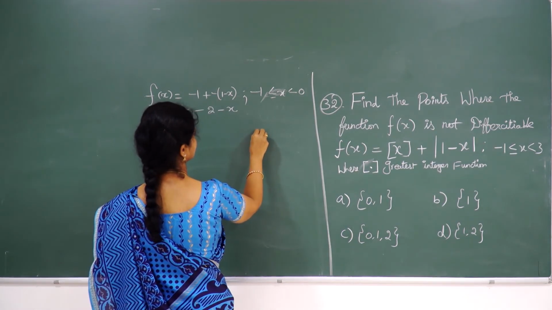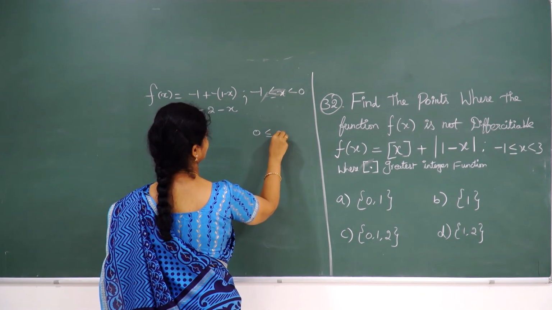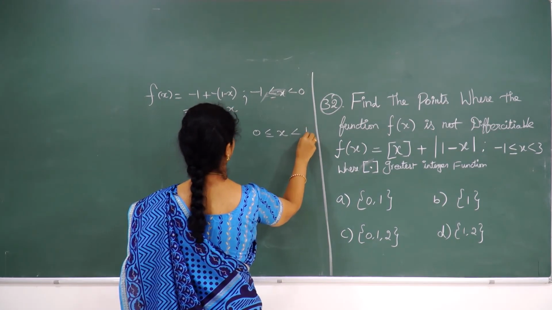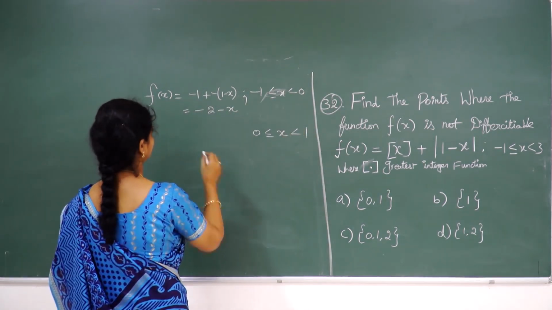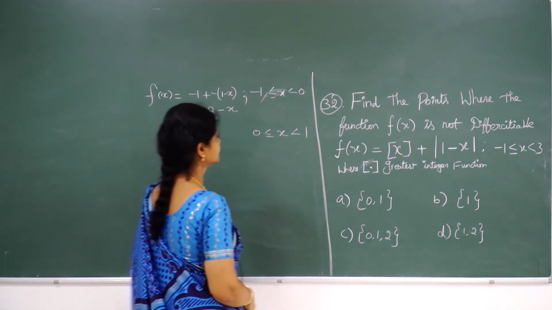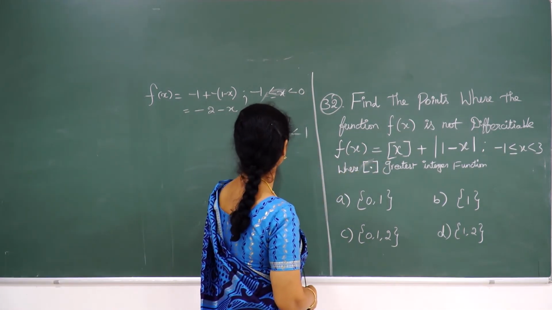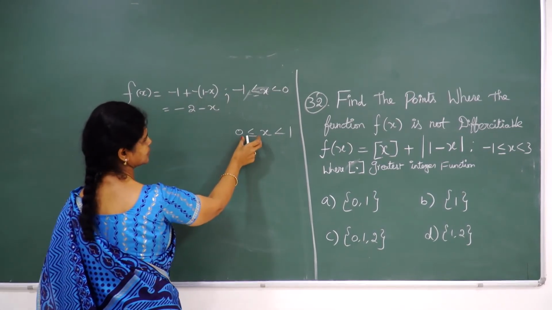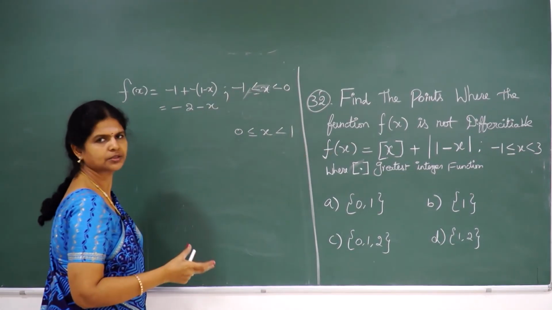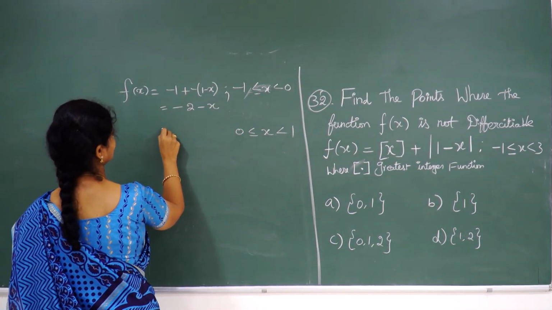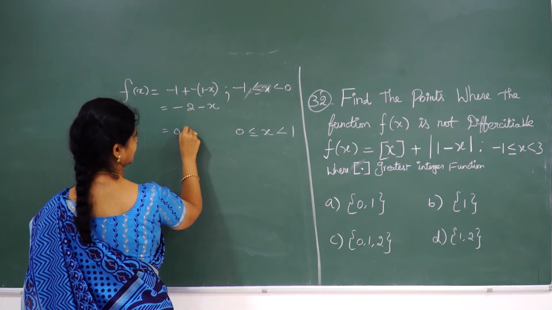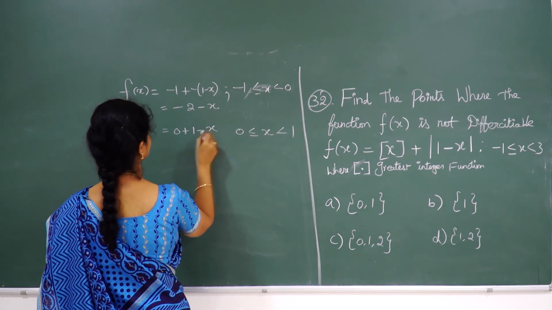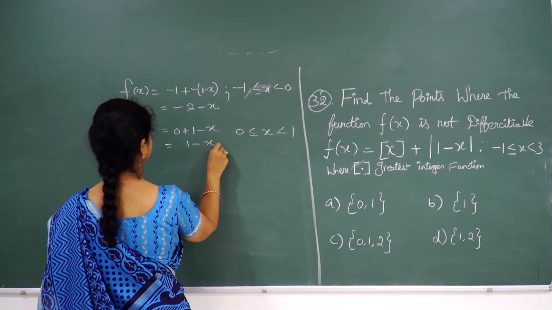Next, in the region 0 less than or equal to x less than 1, what is the value? Here the greatest integer is 0, since x takes the value 0, and 1 minus x is positive in this region, 0 to 1. So this is equal to 0 plus 1 minus x. So the answer is 1 minus x.